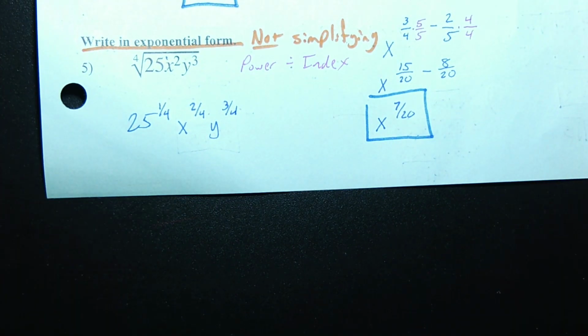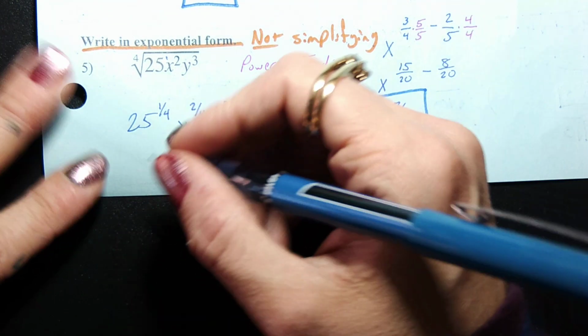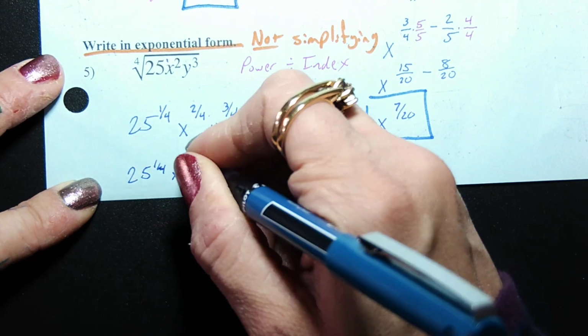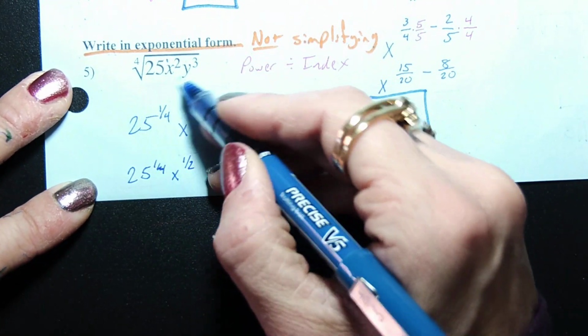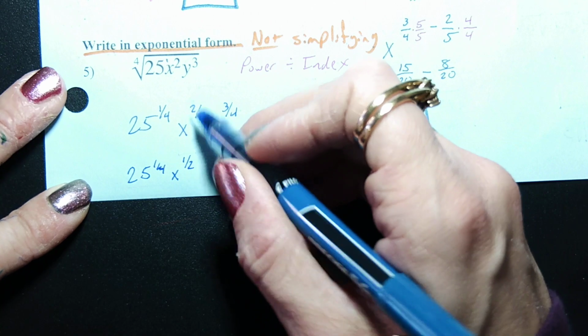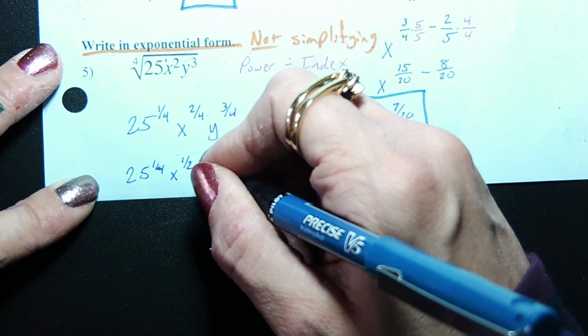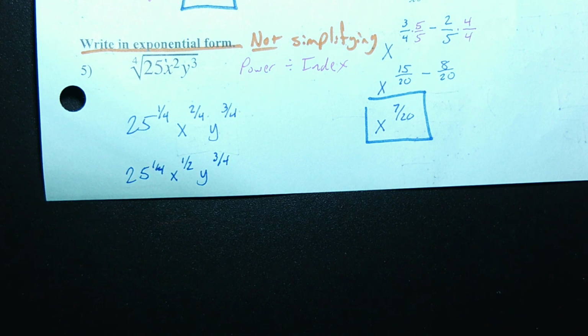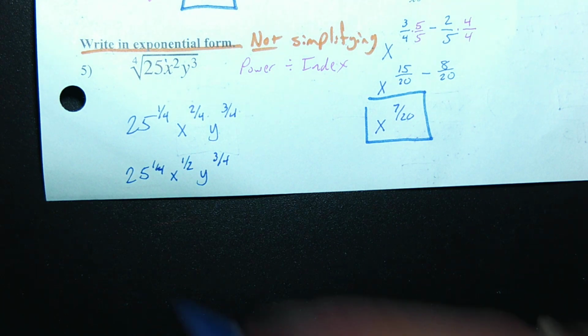Now, we're not simplifying the expression, but if when I do power divided by index, we end up getting a fraction like 2/4, what do you think we should do with that? Make it 1/2. So you're not simplifying the actual radical expression, but if you do get a fraction that you can simplify, go ahead and do so. So 25 to the 1/4, x to the 1/2, and then y to the 3/4.